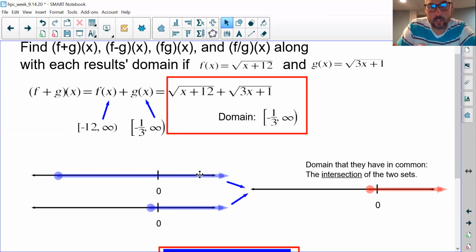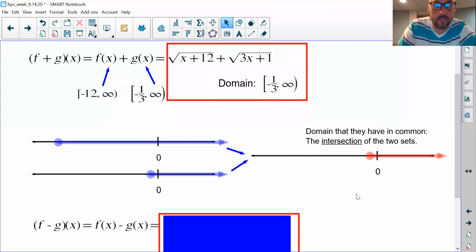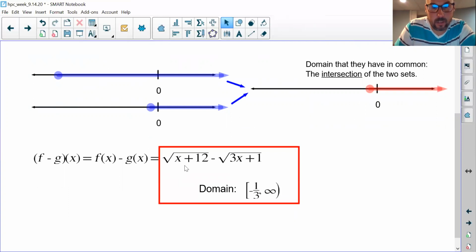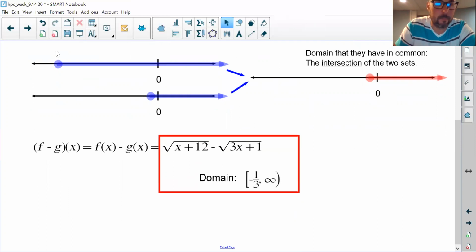When you're asking the question, what numbers do two sets have in common? In math, that's called the intersection. So we're finding the intersection of these two domains, because the result came from a combination of two different functions. You have to find a domain that is allowed for both of those functions. And that is this domain, everything from negative 1/3 to infinity. F minus g, just as difficult as that first one. Just the f function minus the g function. Same domain for the same reason.